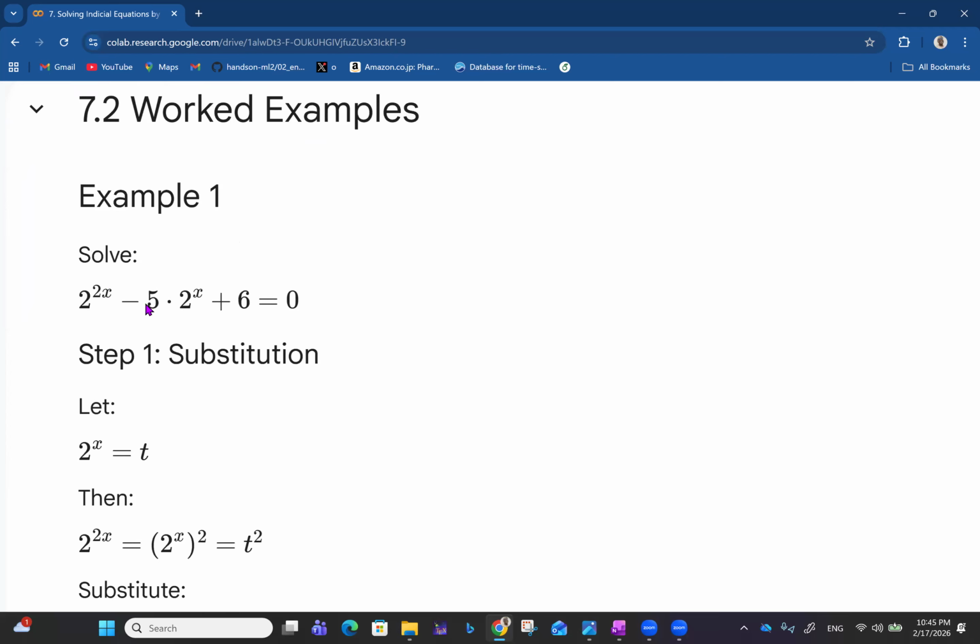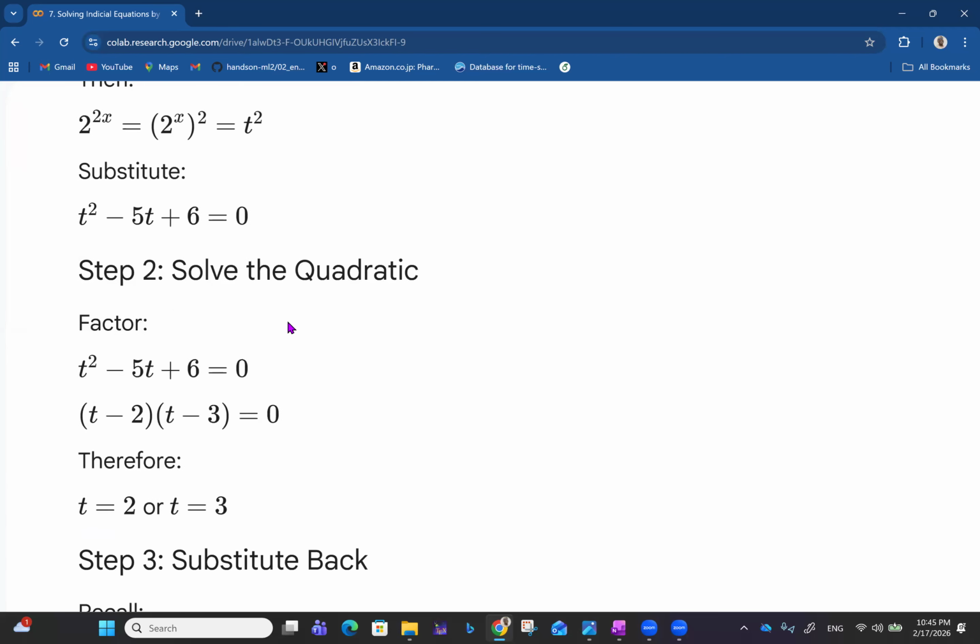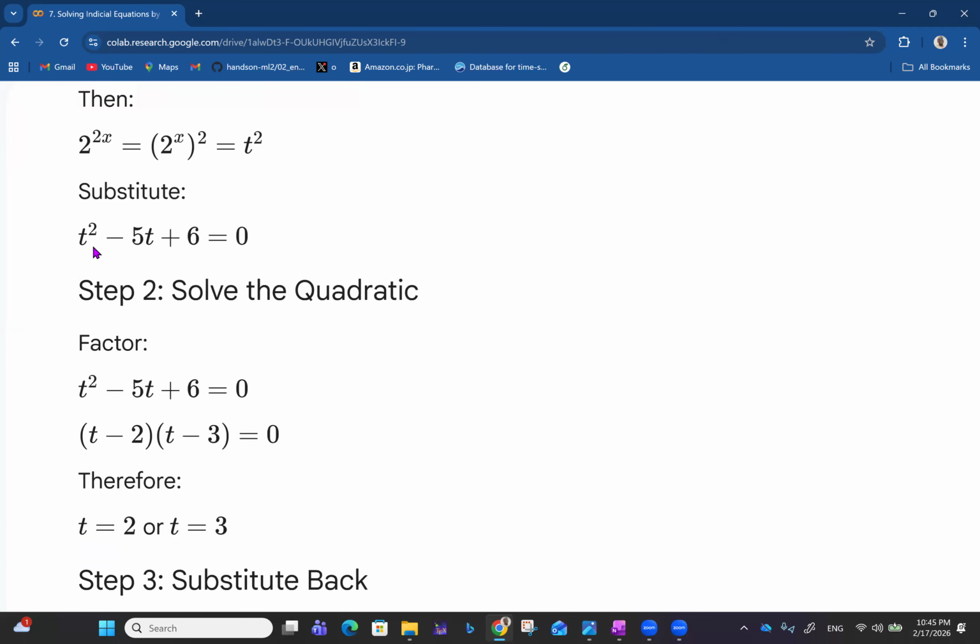So you have 2 raised power 2x minus 5 dot 2 raised power x plus 6 equals 0. So first step is substitute, right? So we can already see 2 raised power x can be t, then 2 raised power 2x is the same thing as t squared because 2 raised power 2x is 2 raised power x raised power 2. So since this is t already, then it means this whole expression is t squared. Then if you substitute it back, you have t squared minus 5t plus 6.